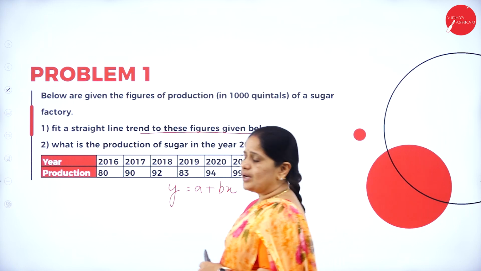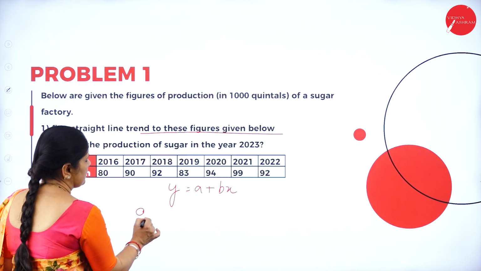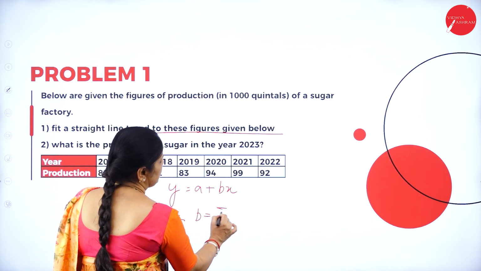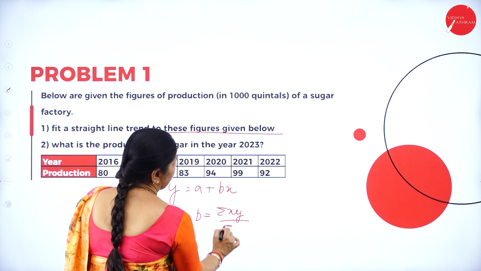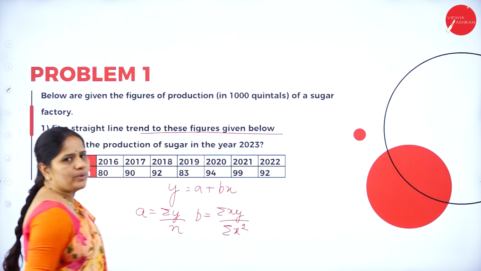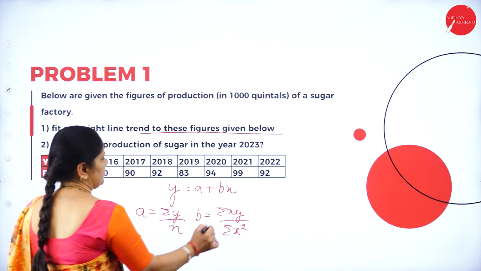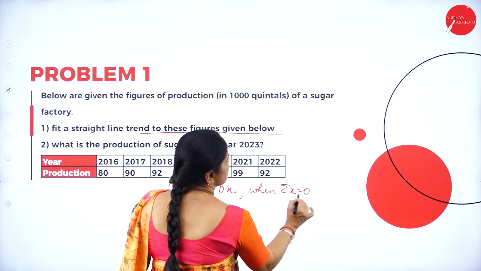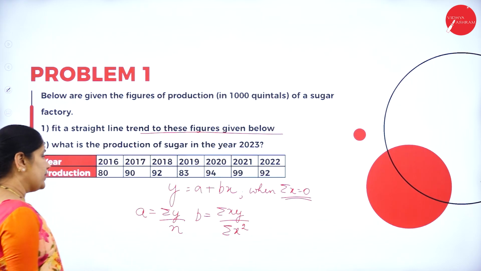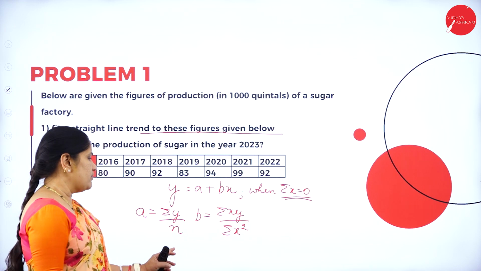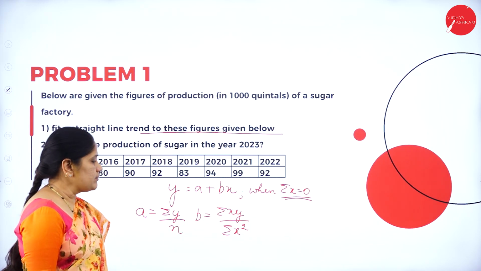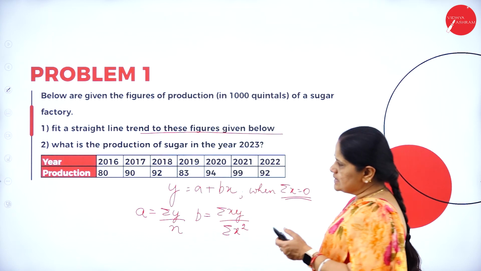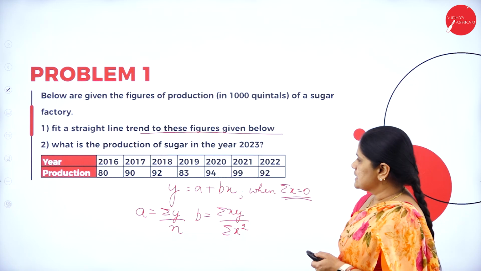Then the next important thing is a equals sigma y by n and b equals sigma xy divided by sigma x square. So this becomes very important when sigma x equals 0. When sigma x equals 0, a will be equal to sigma y by n, and b equal to sigma xy by sigma x square. So we have to write this down. I will write it down in the next slide.